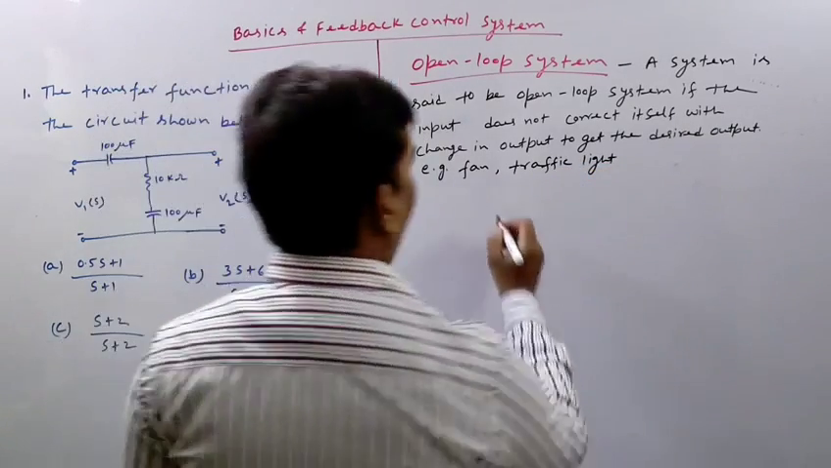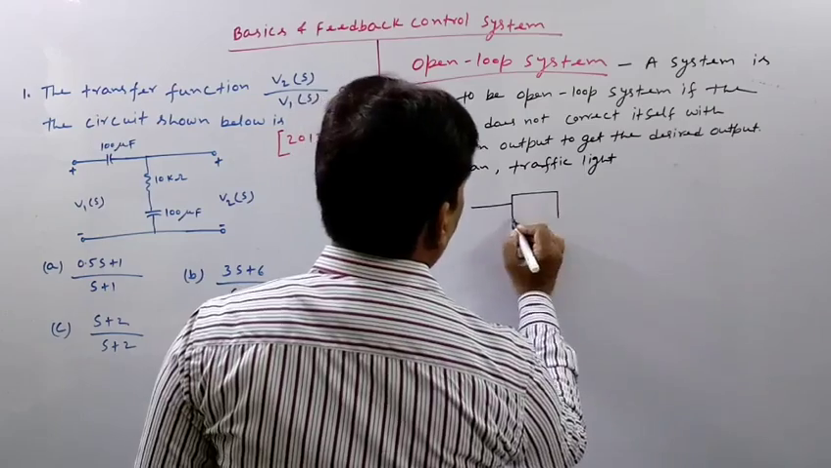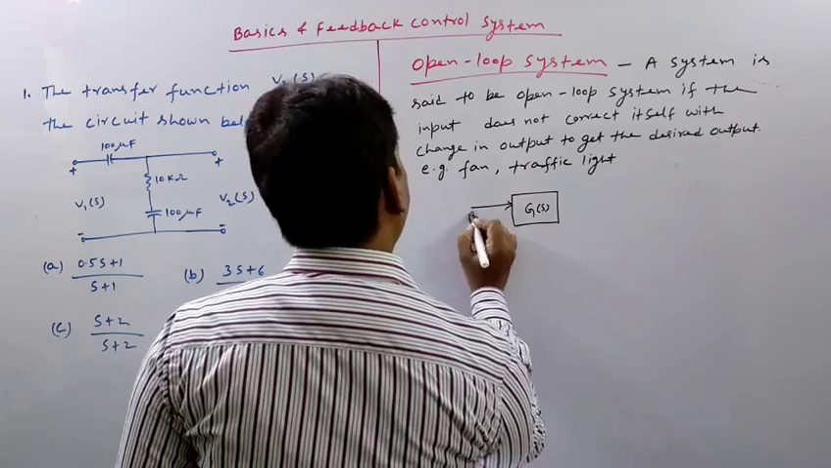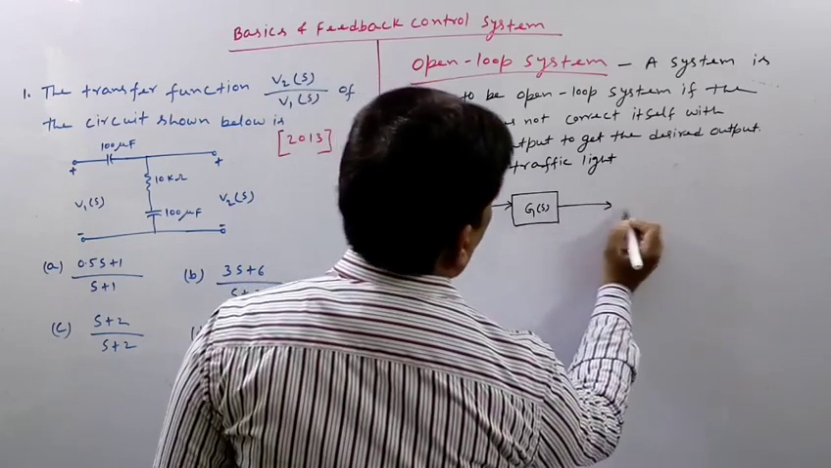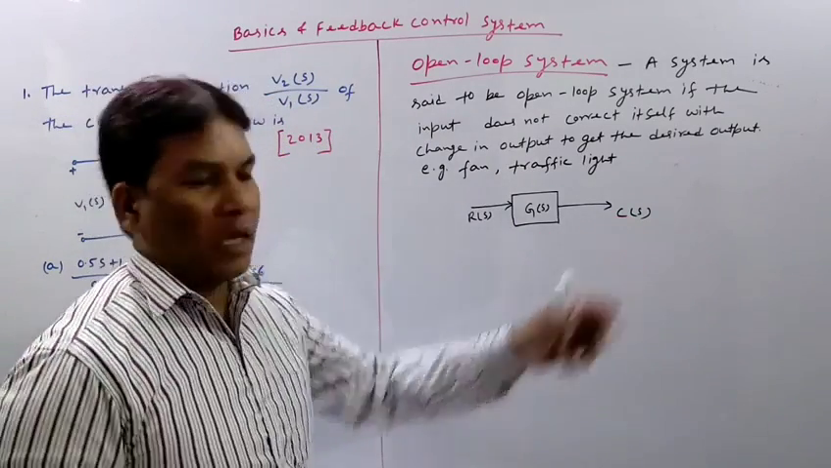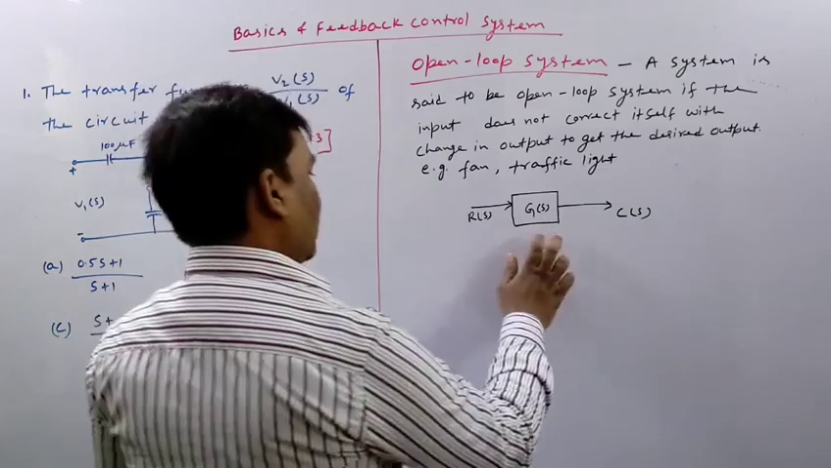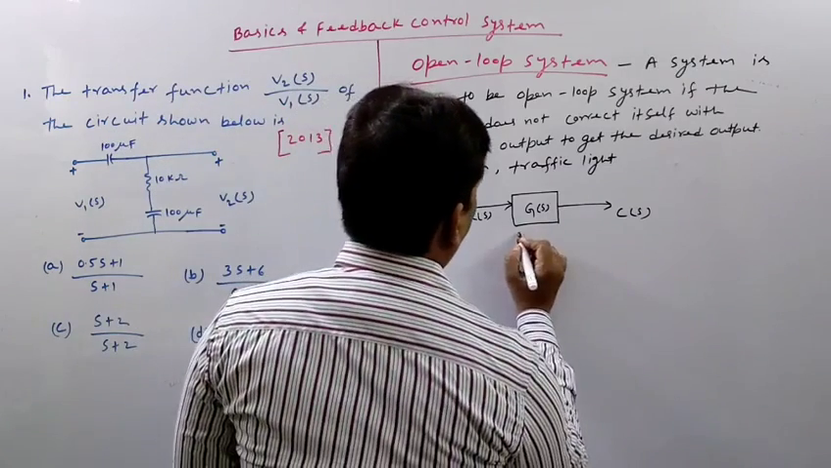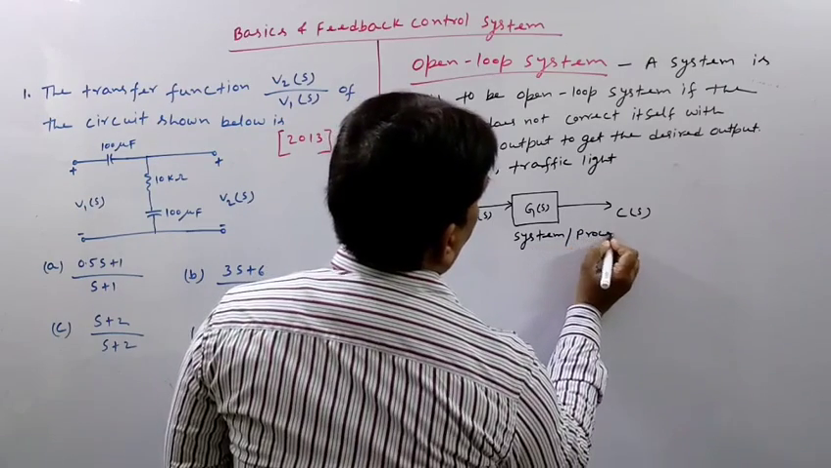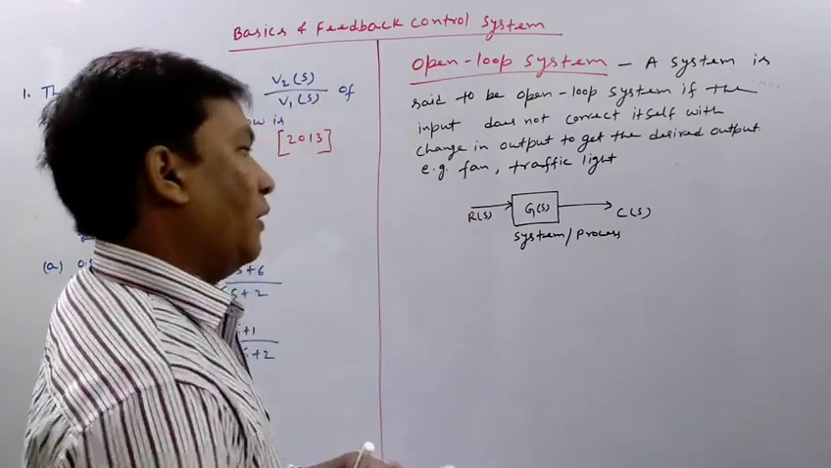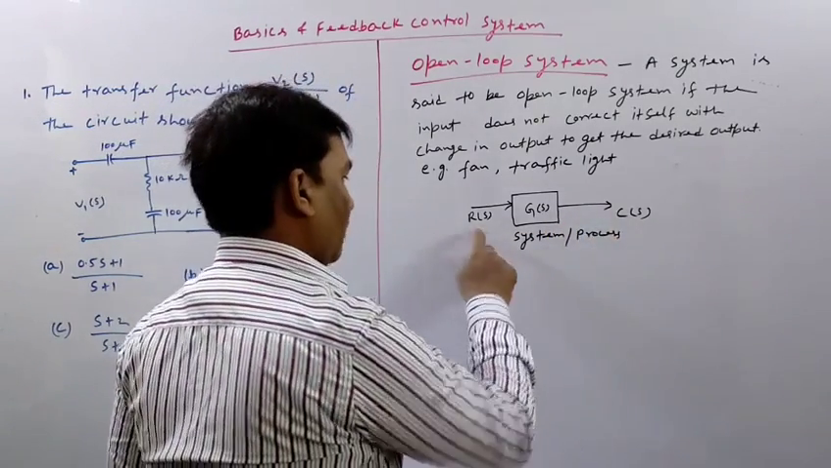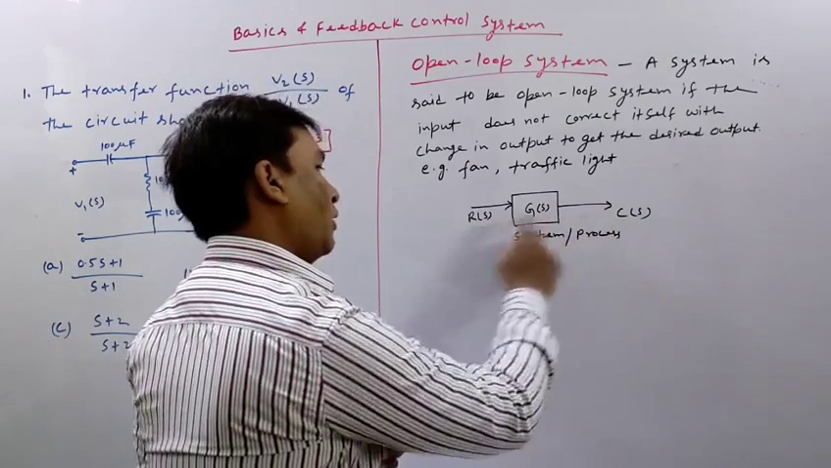And generally we denote the open loop system like this. Suppose this is the system and this is G(s), here this is input R(s) and this is output C(s). We have represented each and every term in the Laplace domain. So this is the system, or you can say process. There is no connection between the output and the input.